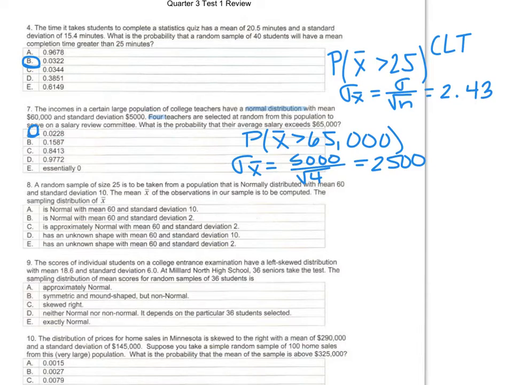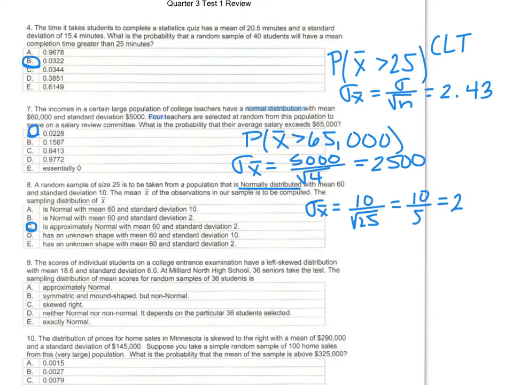okay, a random sample of size 25 is to be taken from a population that's normally distributed, mean of 60, standard deviation of 10. The mean of the observations in our sample is to be computed. The sampling distribution should be approximately normal and should have a standard deviation that follows from the population standard deviation over the square root of n. So this would be 10 over 5, which is 2. So it should be approximately normal with a mean of 60 and a standard deviation of 2.